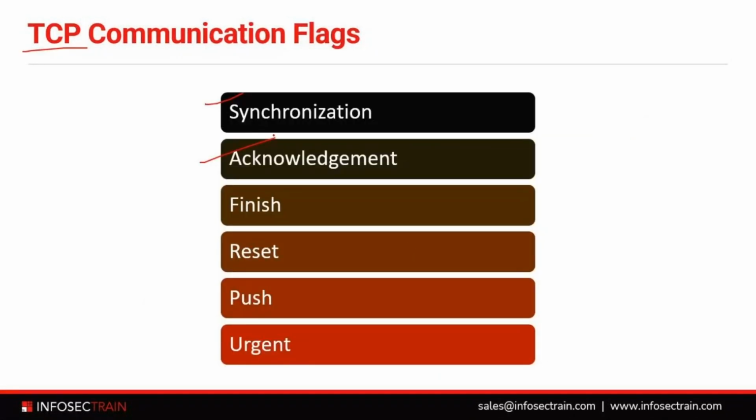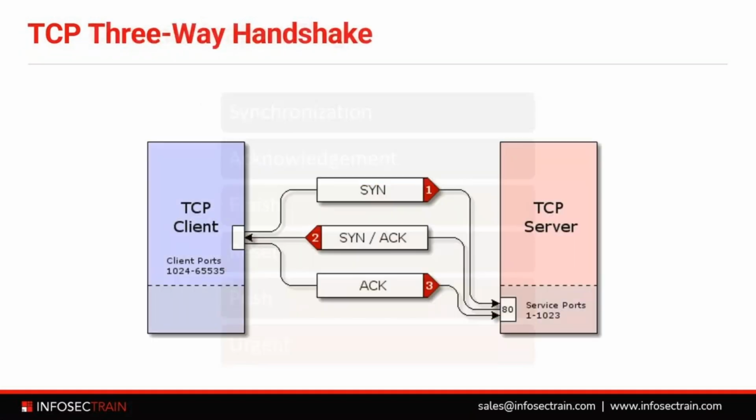Then the next thing that we have is the acknowledgement flag. When we talk about the acknowledgement flag, it indicates that the receiver has received the data and is acknowledging it, right? So after receiving the data, the receiver sends the acknowledgement packet to confirm the receipt. So here you can see after every SYN we are sending an acknowledgement that yes, I have received it. So that's a kind of receipt that you get.